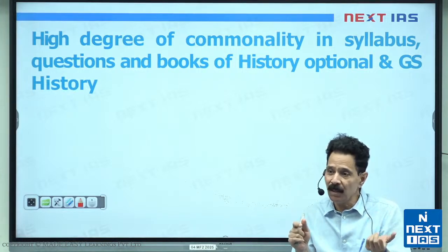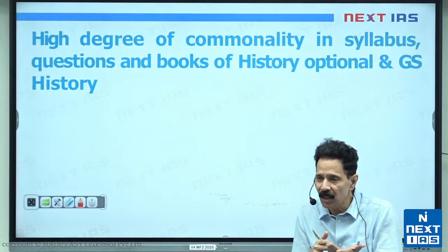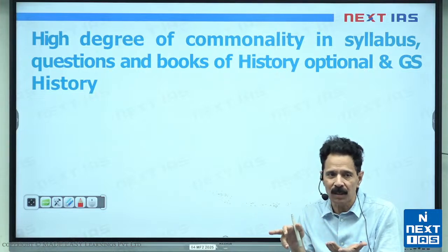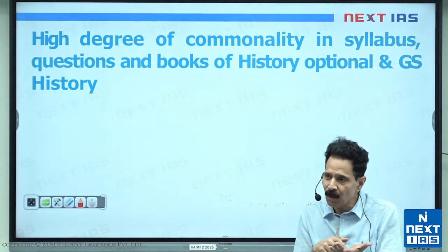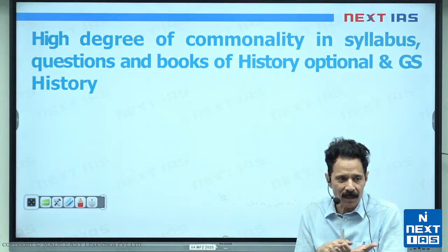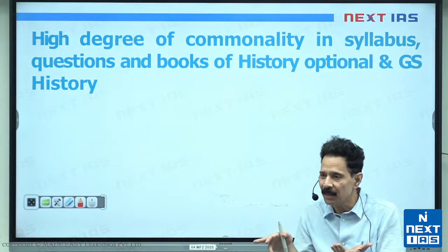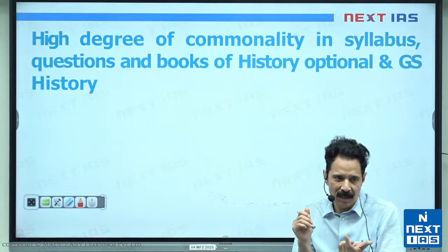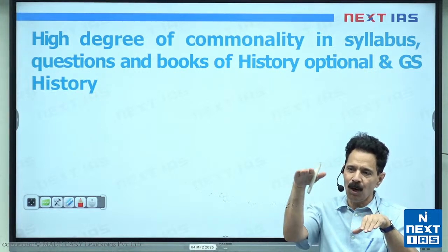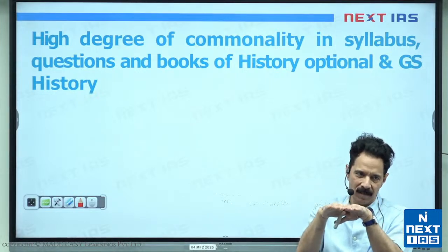Have a look at the question in any section. If we have a look at the question of geography in GS, its standard is similar to the geography optional question. Question of economy similar to economics optional question. Question of IR similar to Pol Science question. Question of history similar to the standard of history. That's why this distinction between optional and GS is getting blurred gradually.